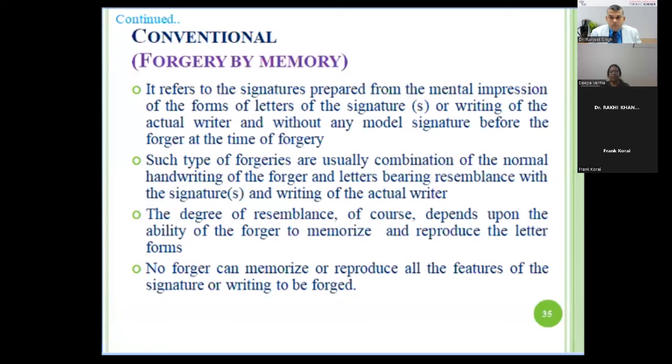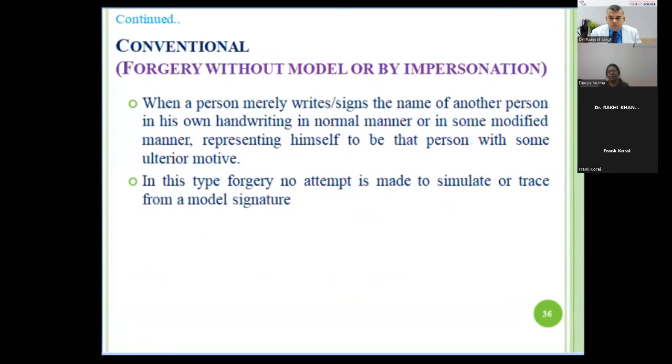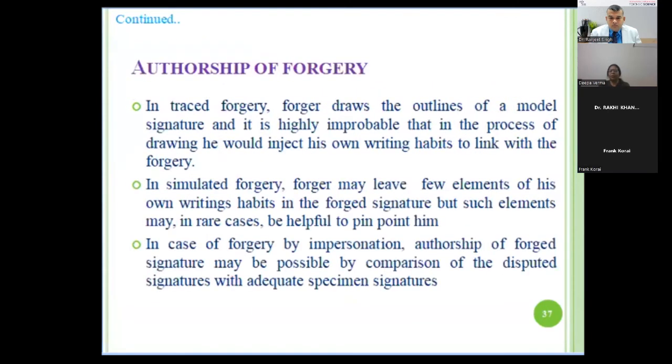So it again comes to be the same identification module. Authorship of forgery. In trace signature, the trace forger draws the outlines of a model of signature. It is highly improbable that in the process of writing he would inject his own writing habits to link the authorship. In simulated forgery, the forger may leave a few elements of his own writing habits in the forged signature, but such elements may be rare and hard to pinpoint.